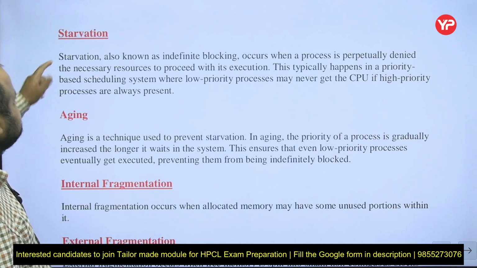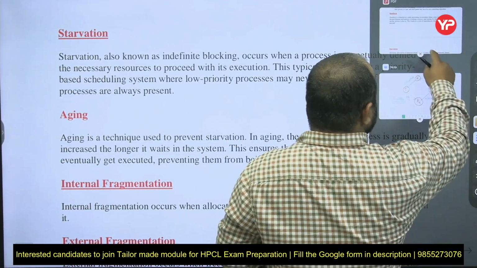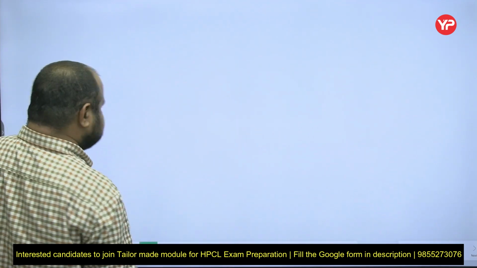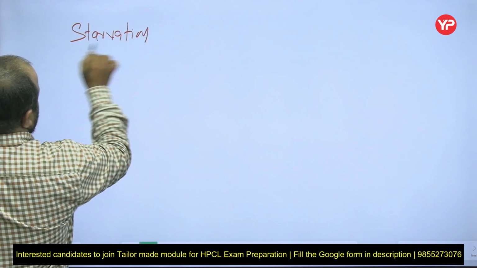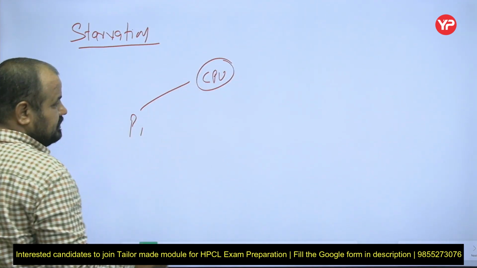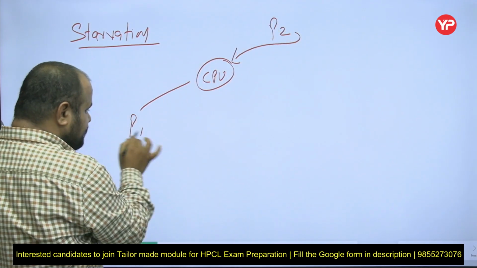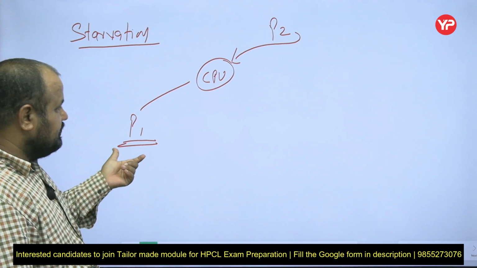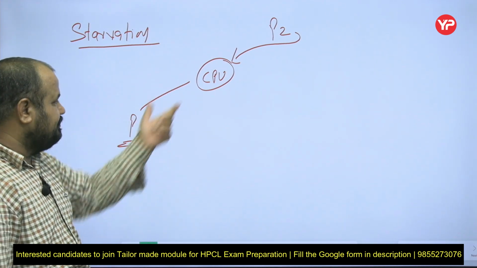Now next is what is starvation. See my dear students, what happens in the case of starvation? In deadlock, both processes are waiting for each other. Fine, but in the case of starvation, suppose that process P1 requires the CPU, but the CPU cannot be allocated to it because some other process P2, which has higher priority than P1, gets the CPU. So P1 is now waiting for the CPU to be free so that it can be allocated to P1.